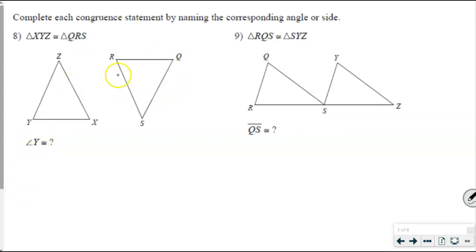Now this is kind of hard. The triangle looks like maybe it's a rotation, but it's kind of hard to tell. So I want you to see that the information that you need is right here in the label. It says triangle X to Y to Z is congruent to triangle Q to R to S. So what angles line up? That's going to be X and Q. I'm going to mark them.